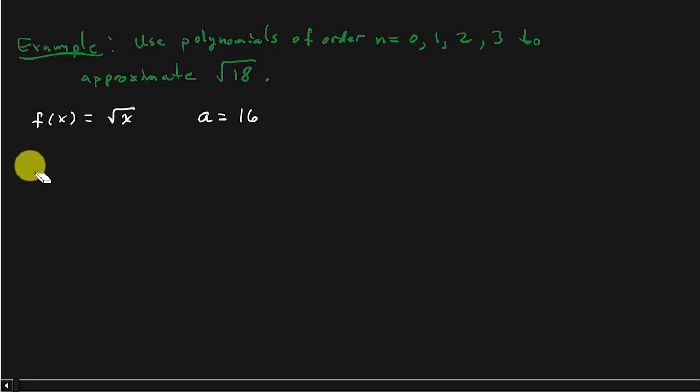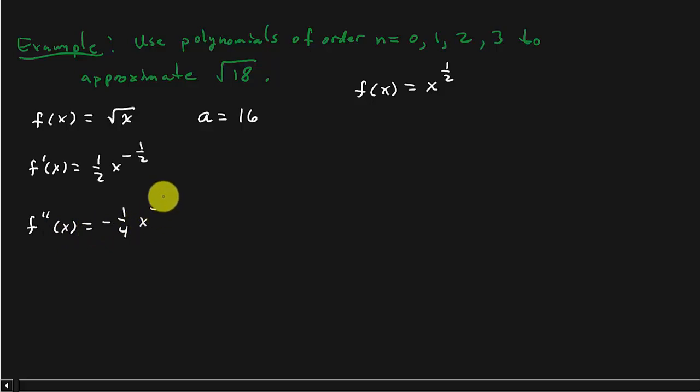Also keep in mind that f of x, the square root of x, is the same thing as x to the 1/2. I'm going to change that square root to a 1/2 power, which makes it easier to find the derivatives. So I've got f prime of x is equal to 1/2 x to the negative 1/2. F double prime of x is equal to negative 1/4 x to the negative 3/2. And f triple prime of x is equal to 3/8 x to the negative 5/2.